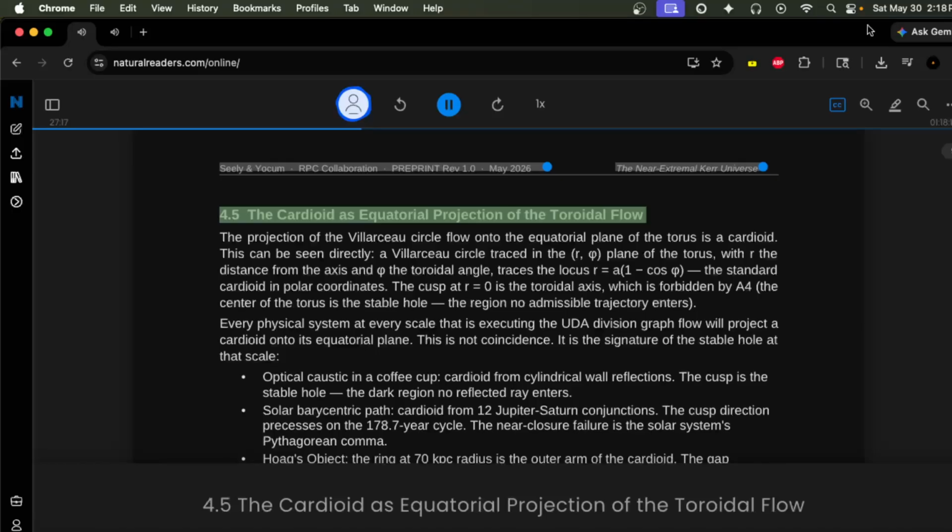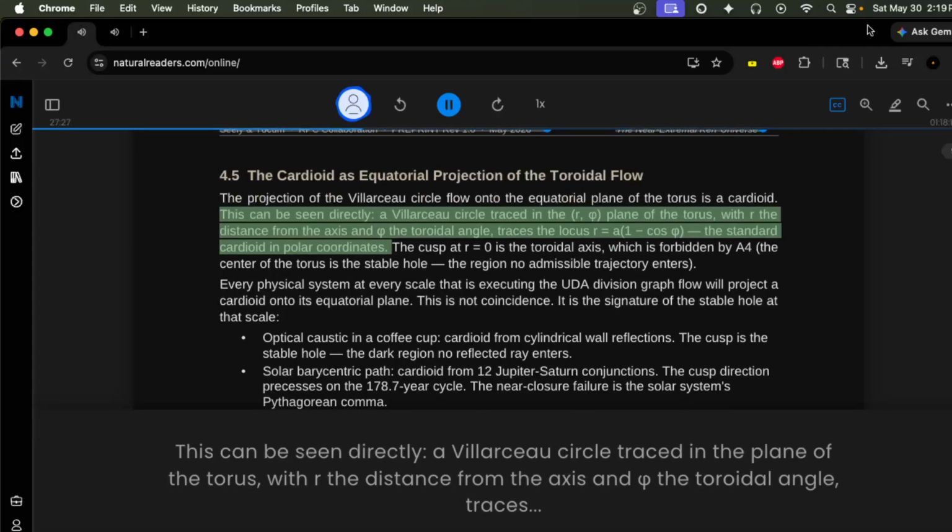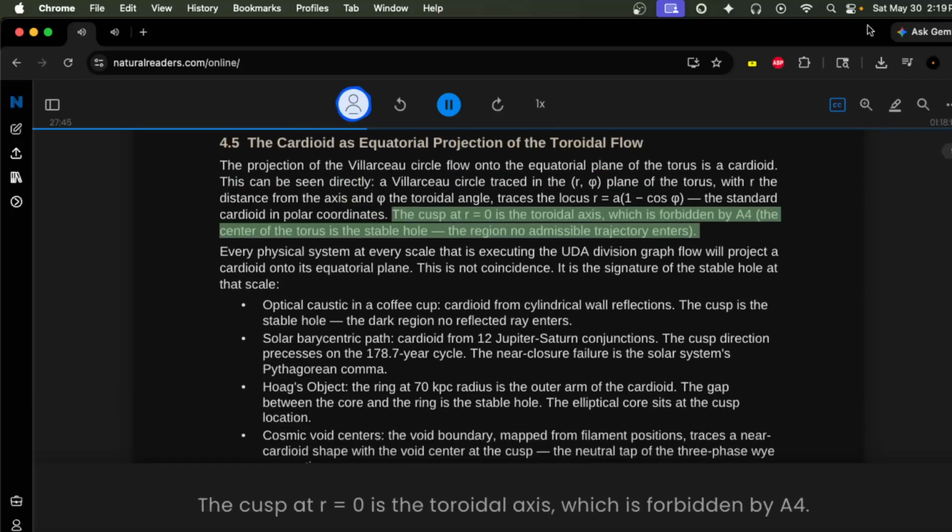4.5 The cardioid as equatorial projection of the toroidal flow. The projection of the Villarceau circle flow onto the equatorial plane of the torus is a cardioid. This can be seen directly. A Villarceau circle traced in the plane of the torus, with r the distance from the axis and phi the toroidal angle, traces the locus r equals a, the standard cardioid in polar coordinates. The cusp at r equals 0 is the toroidal axis, which is forbidden by A4.